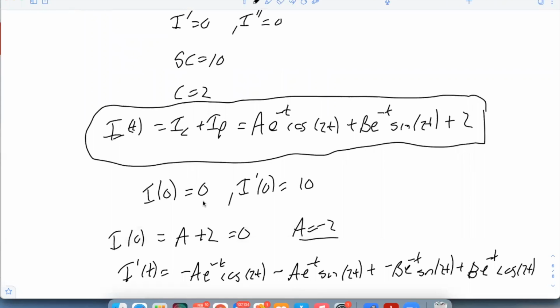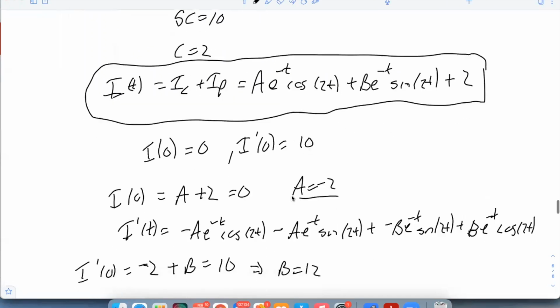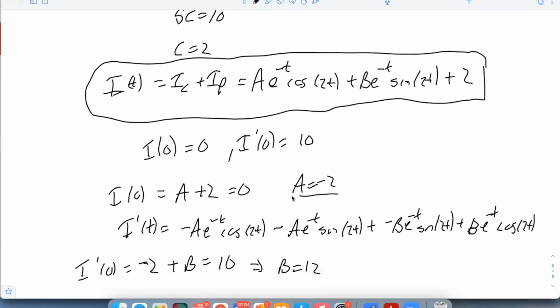Now I throw in my initial conditions. And again, you can check all these details on your own. But if I plug in a 0, sine of 0 is 0, cosine of 0 is 1, e to the 0 is 1. I'm going to get A plus 2 equals 0. So A is negative 2.